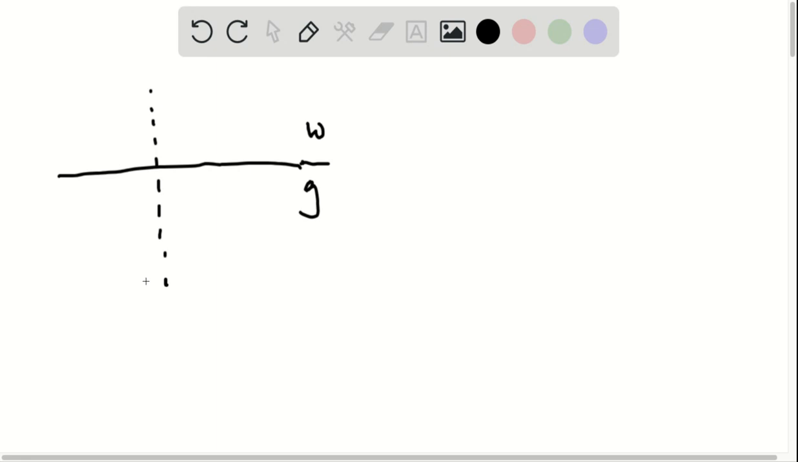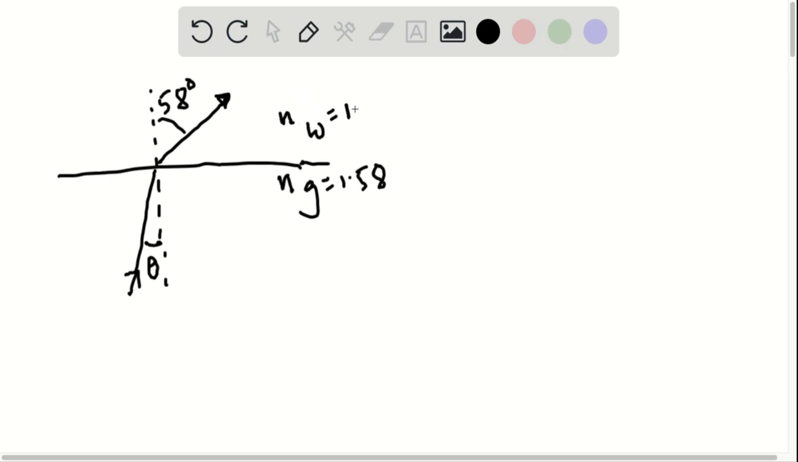the angle of refracted ray in water is 58 degrees. So the refracted ray in water is 58 degrees. So we are trying to find the angle of incidence in glass surface. So we are going to find theta, where this is the incident ray. We are given n glass equals 1.58 and n water equals 1.33.